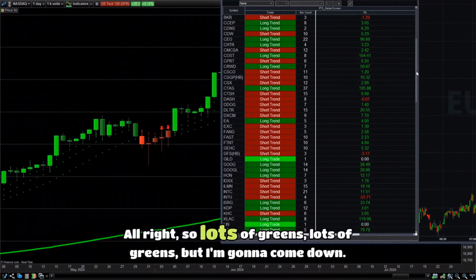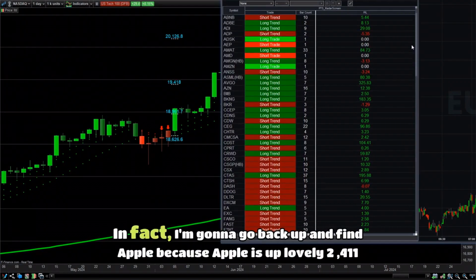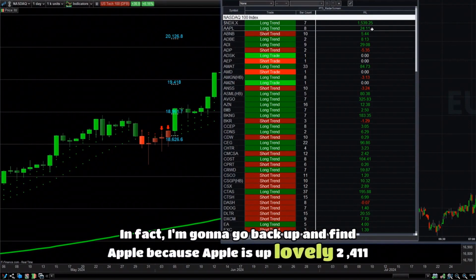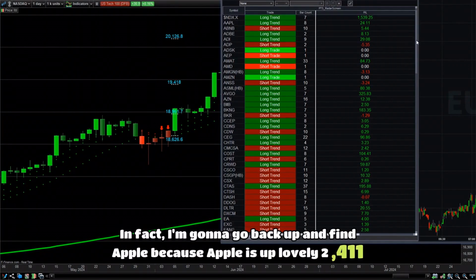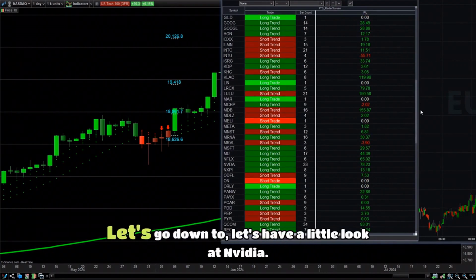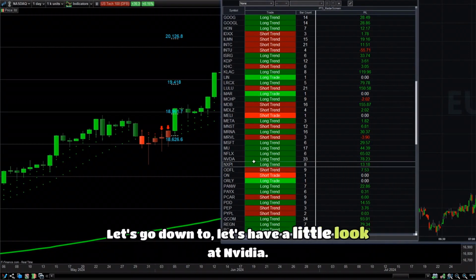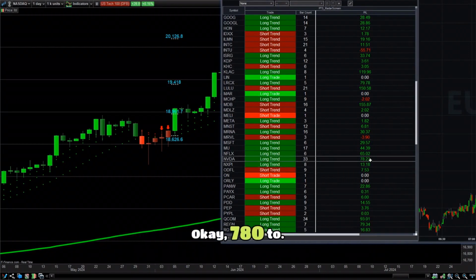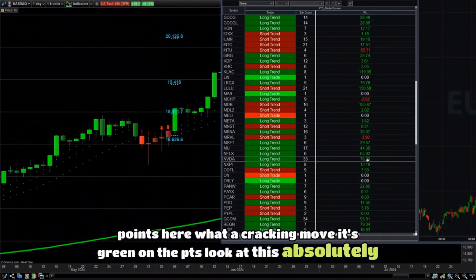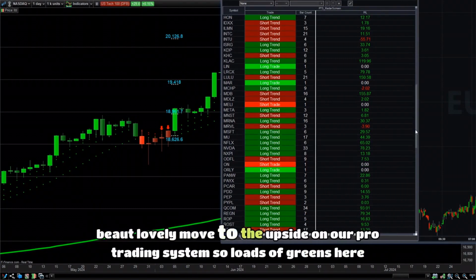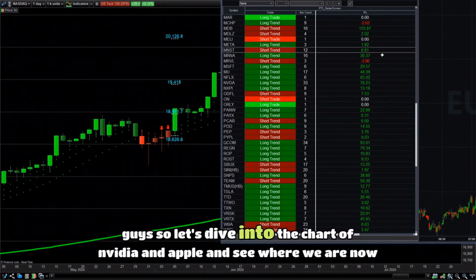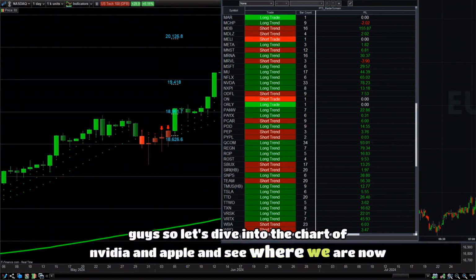All right, so lots of greens, but I'm going to come down. In fact, I'm going to go back up and find Apple, because Apple is up a lovely 2,411 points in a spread betting account if you're spread betting. Lots of greens here. Let's have a little look at NVIDIA. 782 points here. What a cracking move. It's green on the PTS. Look at this, absolutely beautiful. Lovely move to the upside on our Pro Trading System. So loads of greens here, guys. So let's dive into the chart of NVIDIA and Apple and see where we are now.